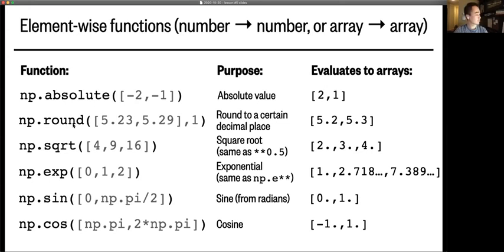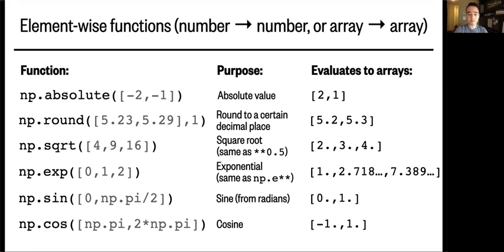There's np.round, which rounds a number or array to a given decimal place. In this case, that second argument 1 means round to 1 decimal place. So you get 5.2, 5.3. Then there's the sqrt for square root function, which is the same as raising a number or array to the 0.5 exponent. There's the exp for exponential function, which is the same as raising the NumPy constant e to a given exponent or array of exponents.